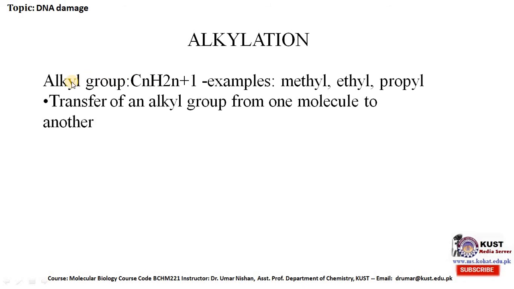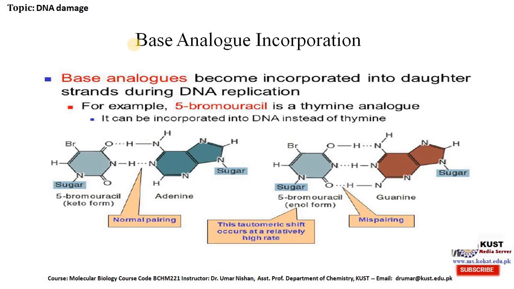Alkylation is the transfer of an alkyl group, such as methyl, ethyl, or propyl, from one molecule to another. It can also cause DNA damage. There is another example, which is called base analog incorporation. Base analogs become incorporated into the daughter strand during DNA duplication.